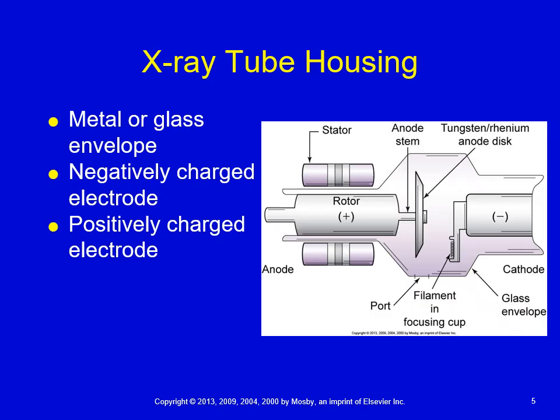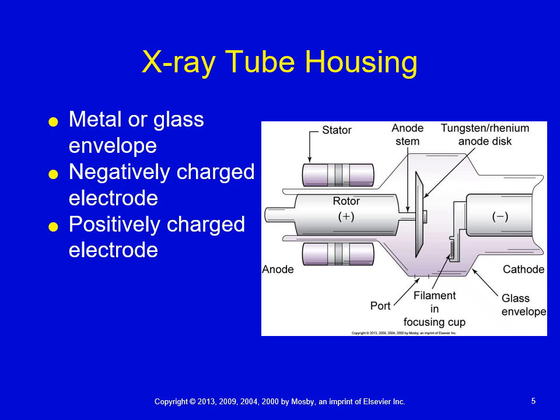So in this picture right here, you will see the port window that is made a lot thinner than the rest of the unit. That is the part that is going to allow the X-rays to exit. That is the only place that we want to allow the X-rays to exit. That is the place where they will exit and interact with the patient.